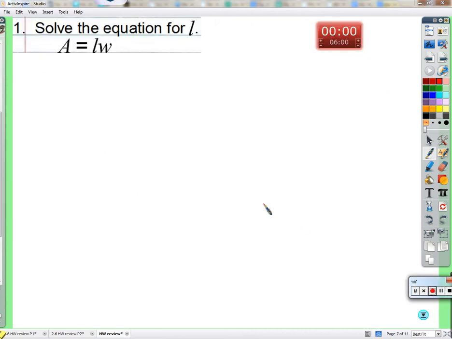No. All right, so we're going to solve this equation for L. So I'm going to solve for L. I'm going to get L by itself. I just want to do whatever math it takes to not have anything over there with L. Divide by W. W cancels W, right? A divided by W equals L. That's L.